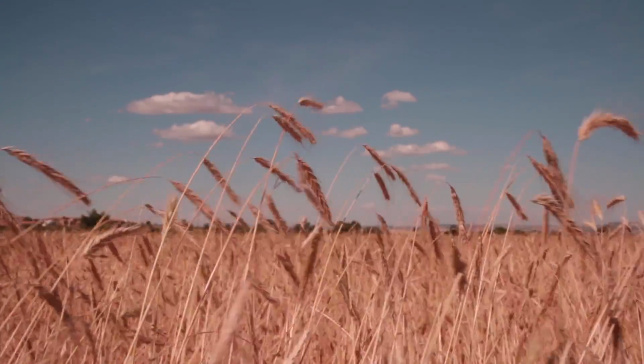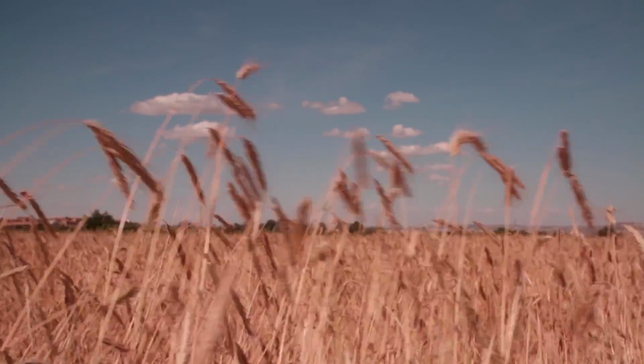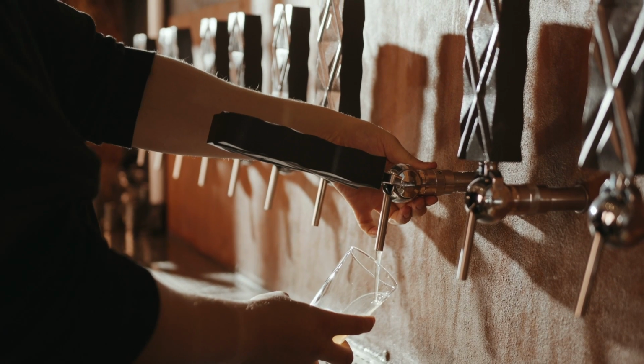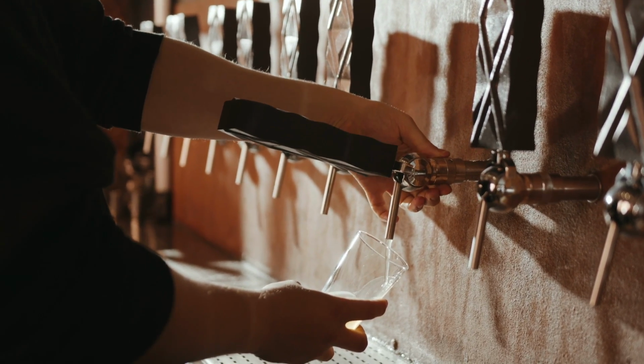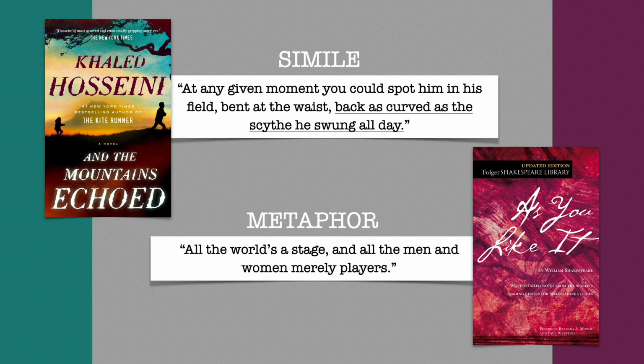LYLE recommends drawing inspiration from what's unique in the story's setting, to craft similes and metaphors the character would naturally use. Good similes and prose help build the world, while excellent metaphors create an emotional connection with the reader. Hosseini's simile suggests that the character, with his curved back, is an older, experienced farmer. Shakespeare's metaphor conveys a philosophy about the universal human experience.